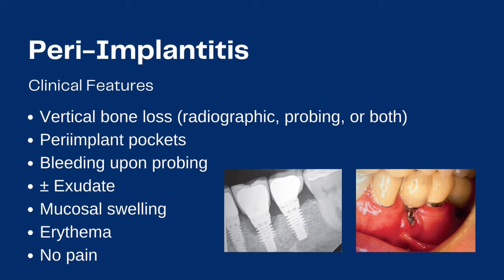So now let's understand what are the clinical features of peri-implantitis. You would mainly see vertical bone loss, which is appreciated by a radiograph. We would see peri-implant pockets. Bleeding on probing would definitely be present. There may or may not be exudate. Mucosal swelling would be present. There will be erythema, but in spite of all this, there may not be pain. Even if there is pain, it would be very dull in nature.